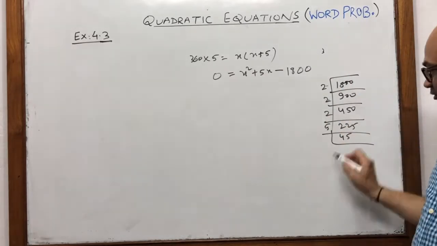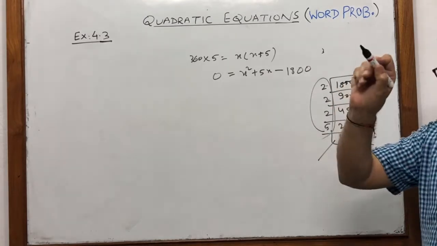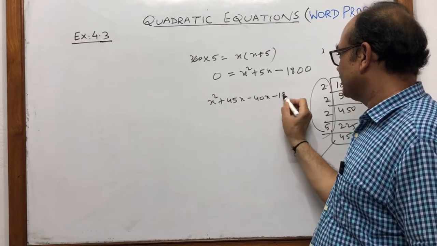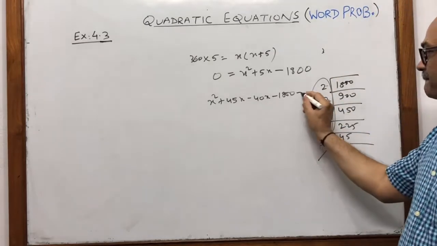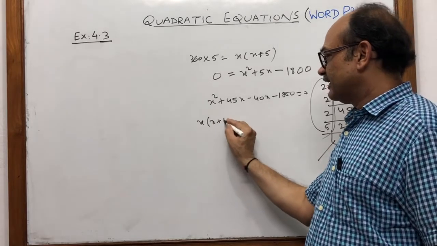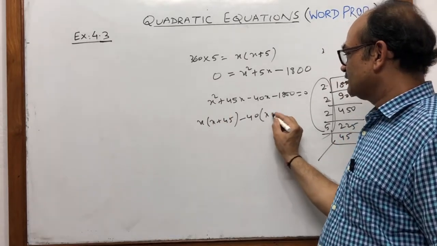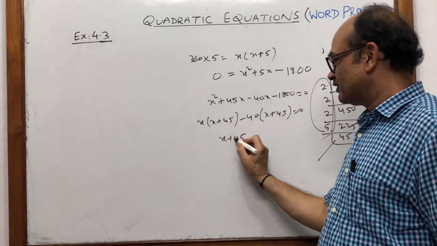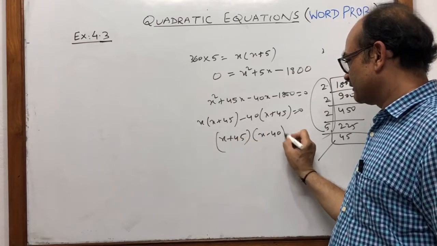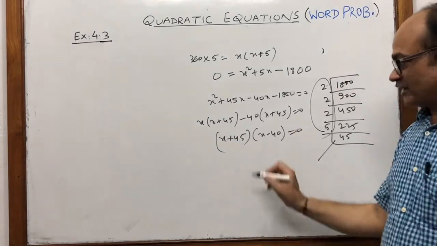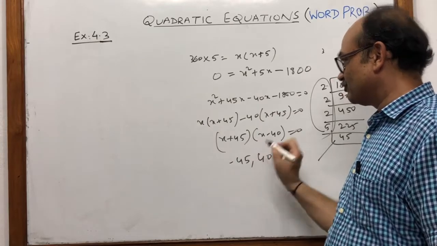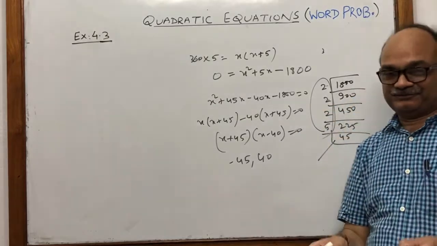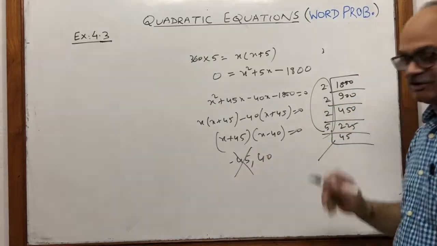Got it. 45 separate and 40 separate. x square plus 45x minus 40x minus 1800. Simple method. x is common, x plus 45; 40 is common, x plus 45. What is again common? x plus 45. Remaining two answers. What are the two answers? Minus 45 and 40. The question is, this x is speed and this negative is not possible.